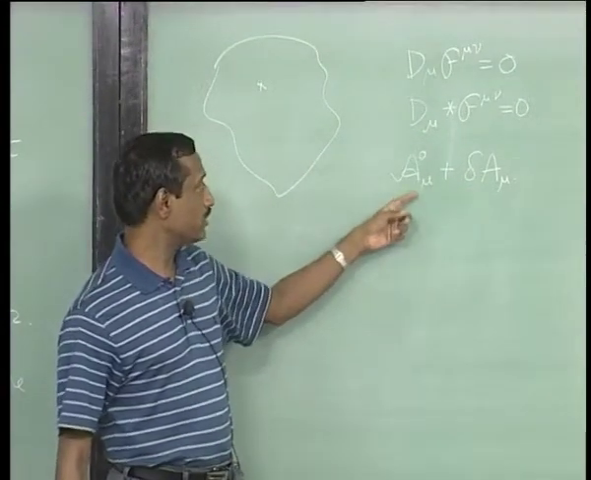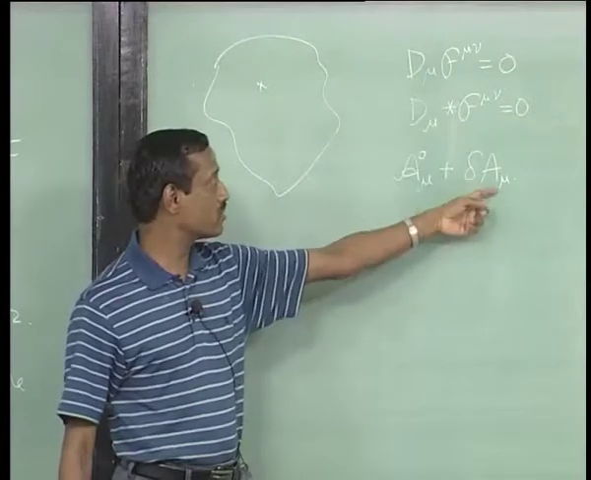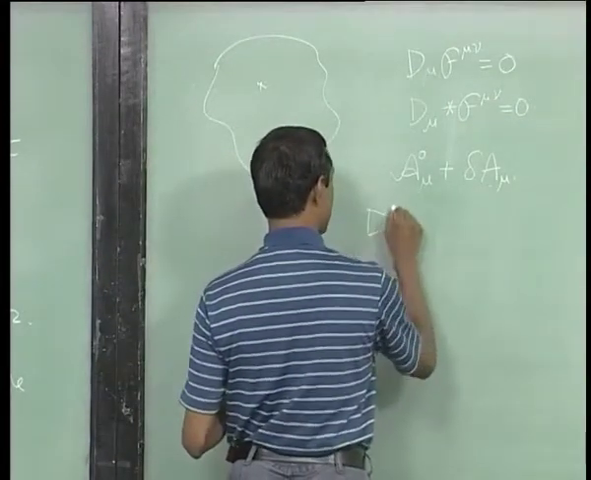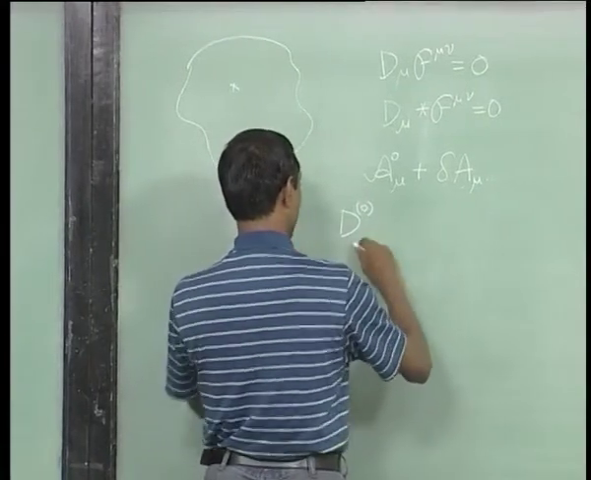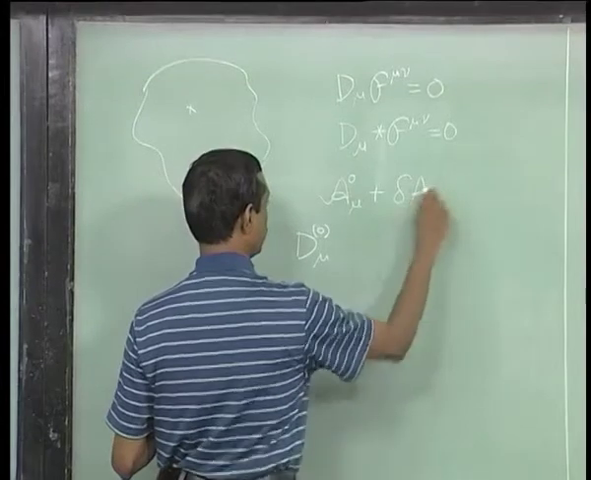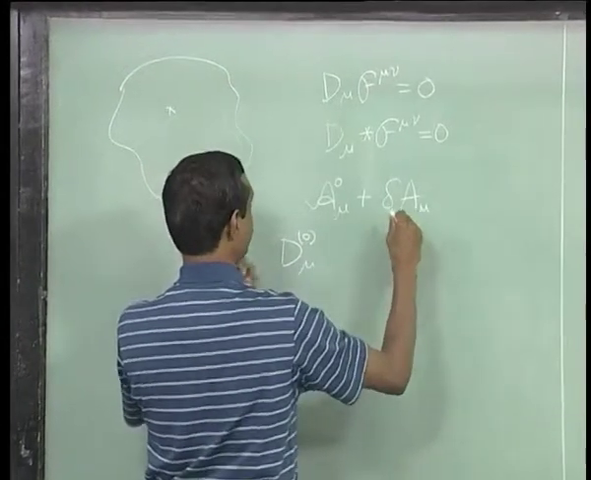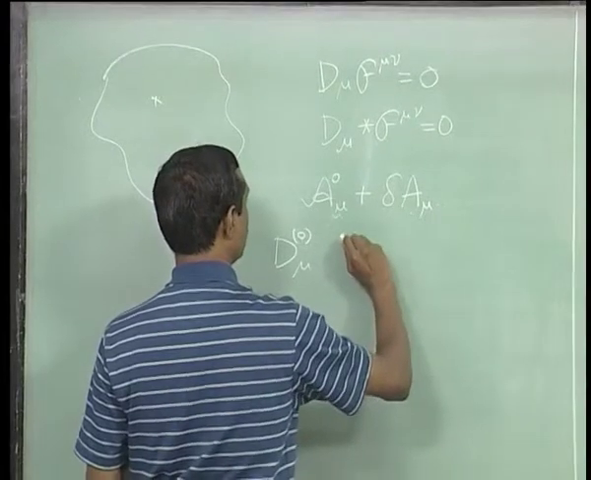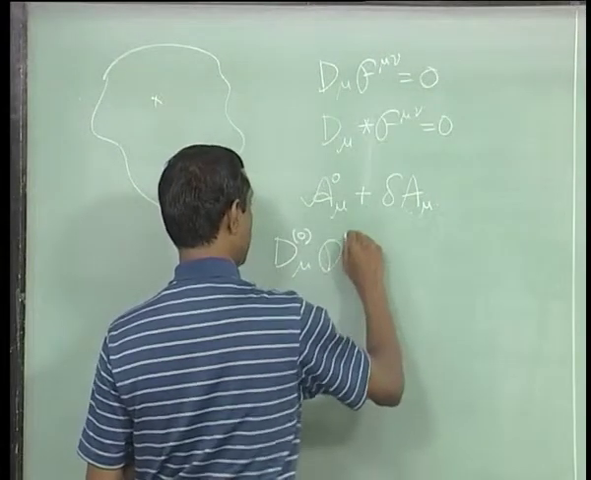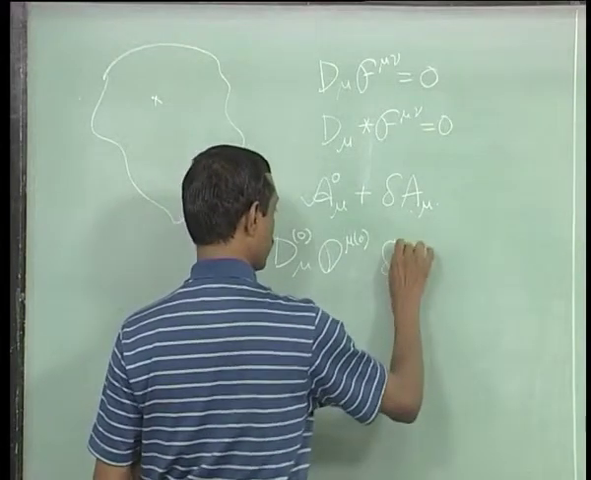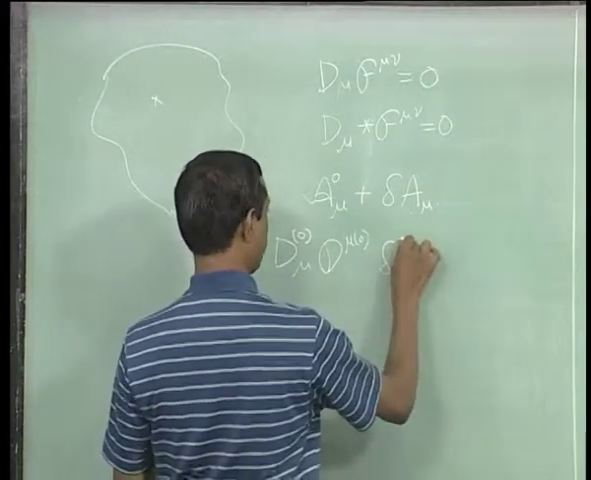So, a naught already satisfies the equation. So, the first order piece will look very easy. This will just satisfy something like d naught of mu times d mu naught of delta a nu, or yeah, I think something like this.